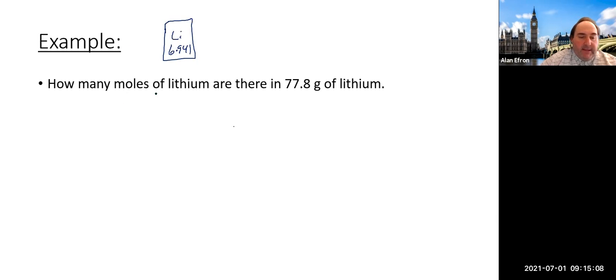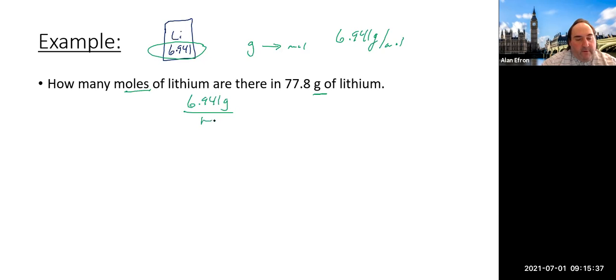Okay, same idea here. We are looking for moles, and we are starting with grams. Again, no mention of atoms or molecules, so we do not need Avogadro's number here. We're going from grams to moles. Much like in the last one, it is the molar mass that's going to allow us to do that. For lithium, that is 6.941 grams per mole. That gives us two conversion factors: 6.941 grams over a mole, or a mole is 6.941 grams.